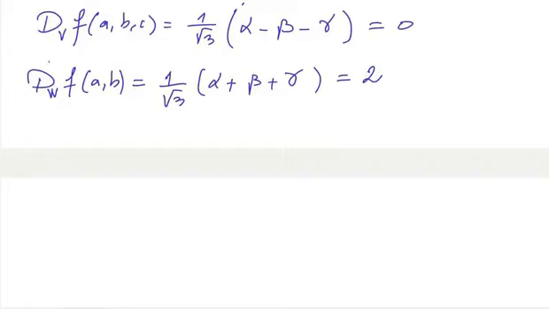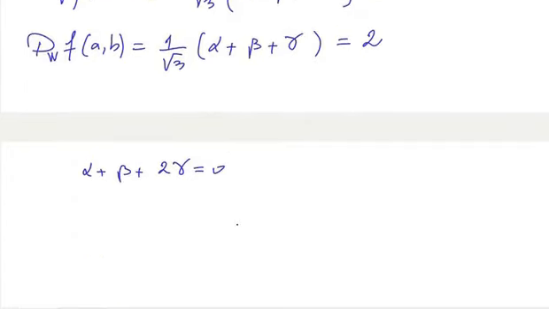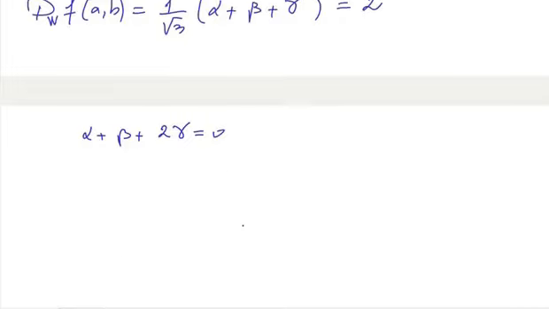So we have alpha plus beta plus 2 gamma equals 0. That's the first one. We can remove the 1 over square root of 6. In the second equation, we have alpha minus beta minus gamma equals 0. And the last one, if we multiply by square root of 3, it's alpha plus beta plus gamma equals 2 square root of 3.